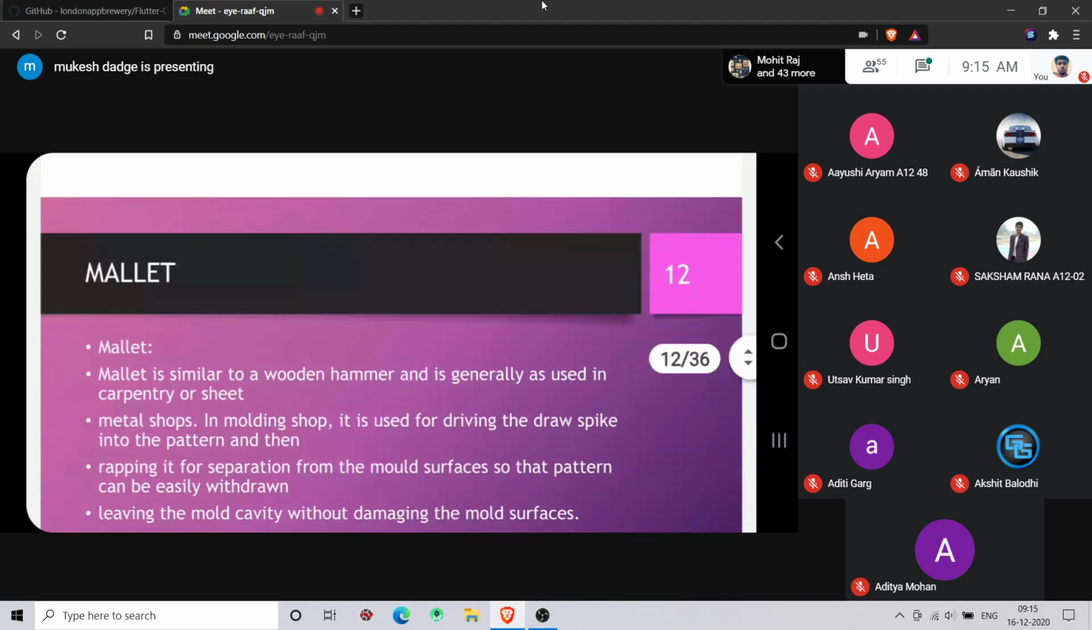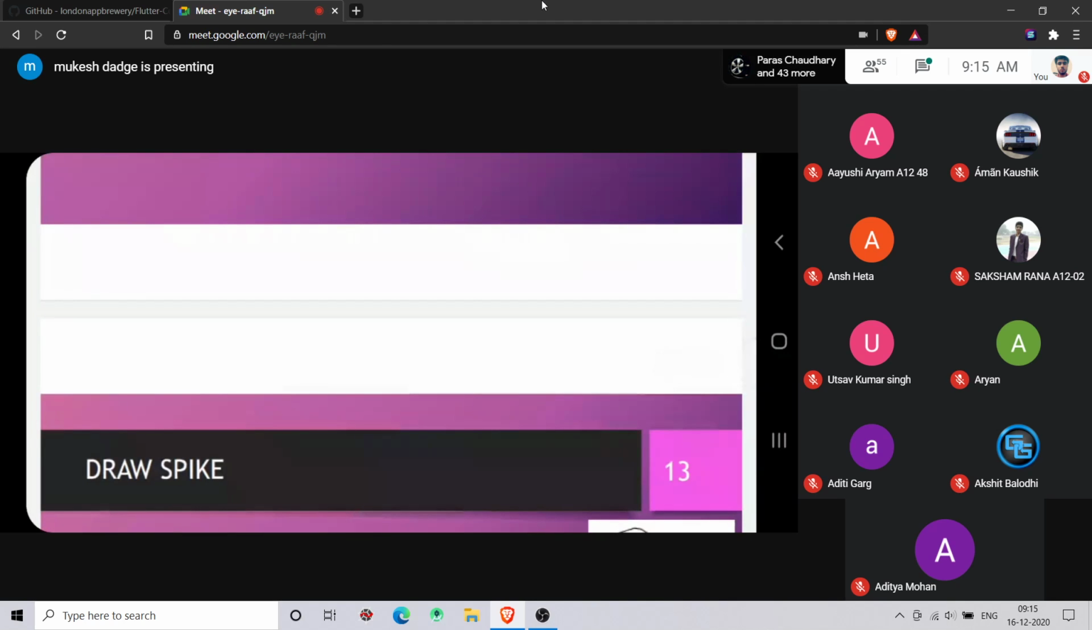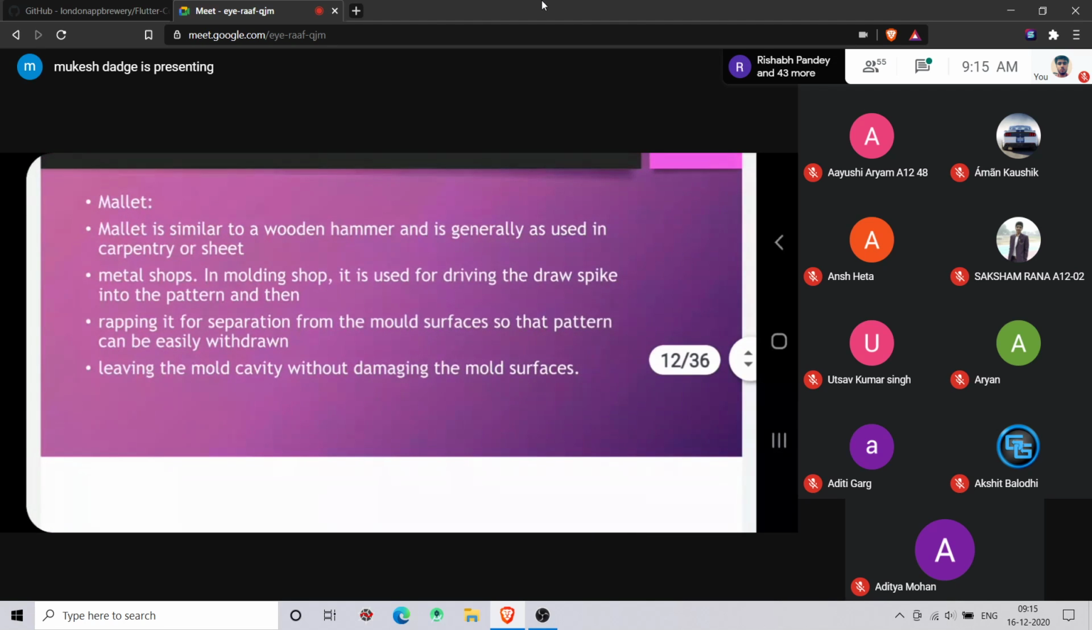Mallet is there, right? So what is the difference between mallet and hammer? Mallet is a softer one, generally made from plastics or wood also. Mallet is softer than the hammer. So that you have to know.